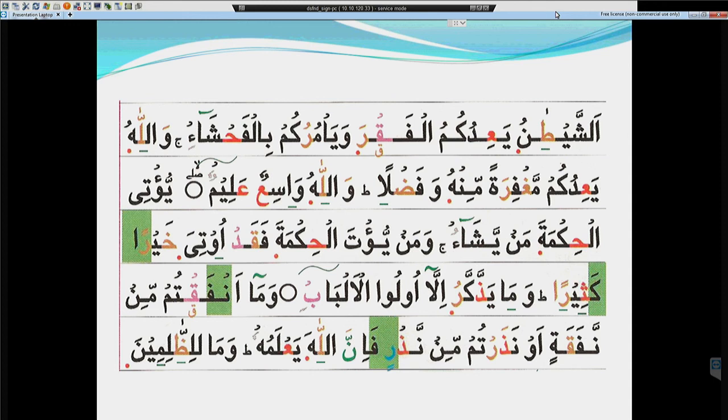This one has everything color coded, so it's easy to see. If you want, you can take off your training wheels and try to read it from here and identify the rules yourself, that's fine too. So does everyone have it out? Ayah 268, page 46, Surah Al-Baqarah. It's in the third juz.